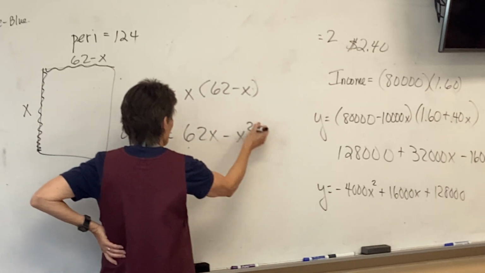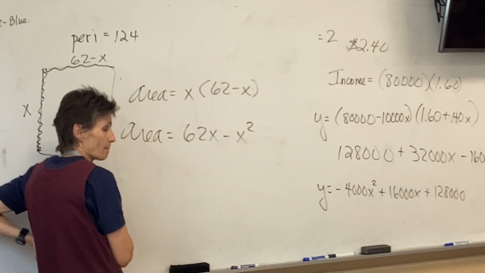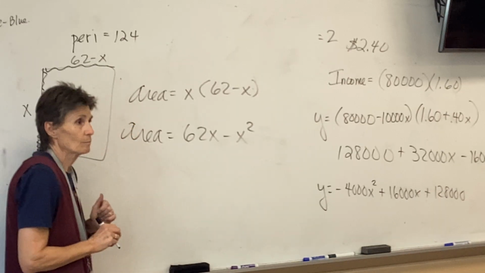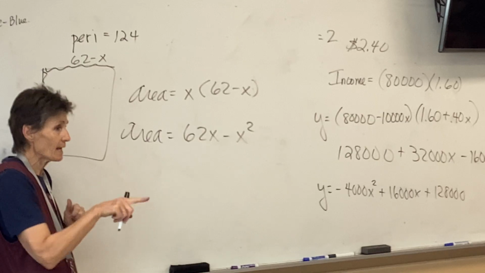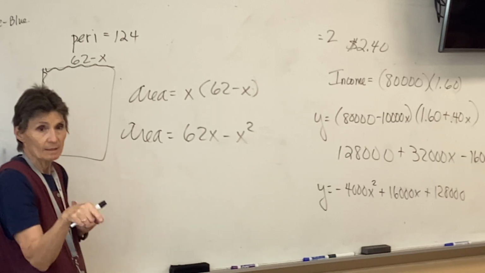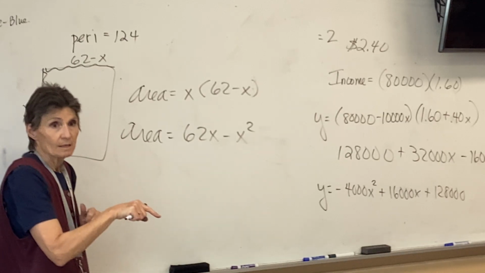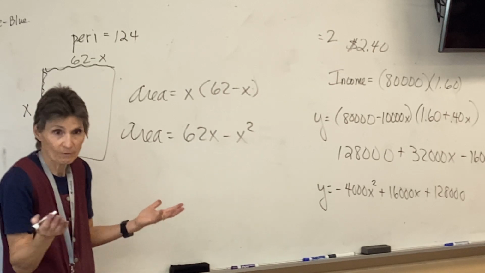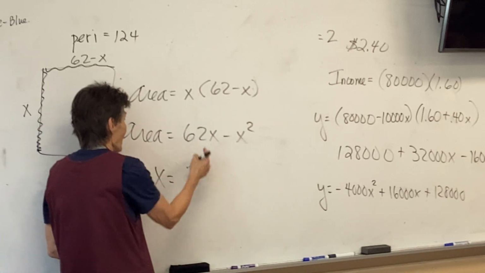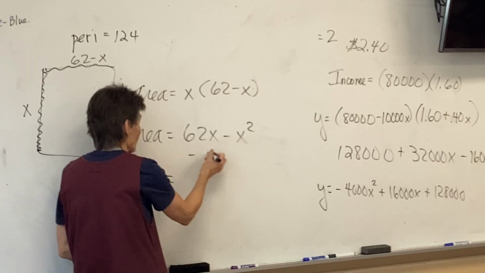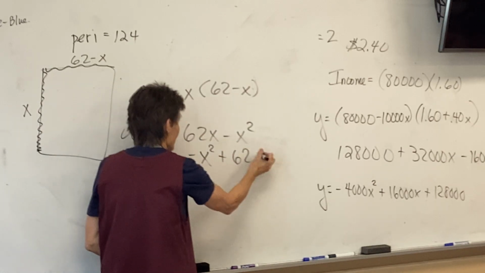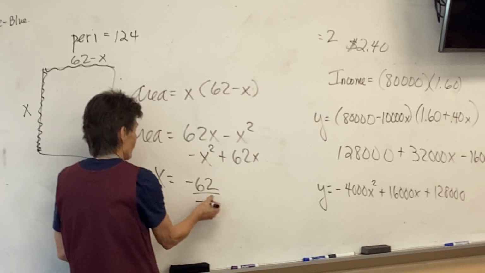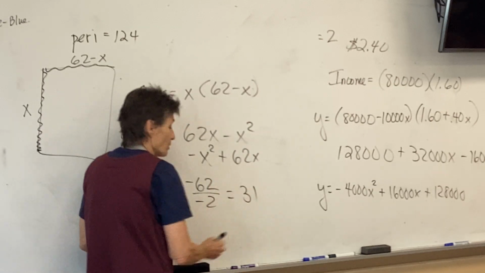62x minus x squared. What shape is that? Parabola, not opening like that. It opens like this. And I want the biggest one, so what do I want? The vertex, the maximum. Watch it. This equation's backwards, so be careful. So negative b over 2a would be 31.